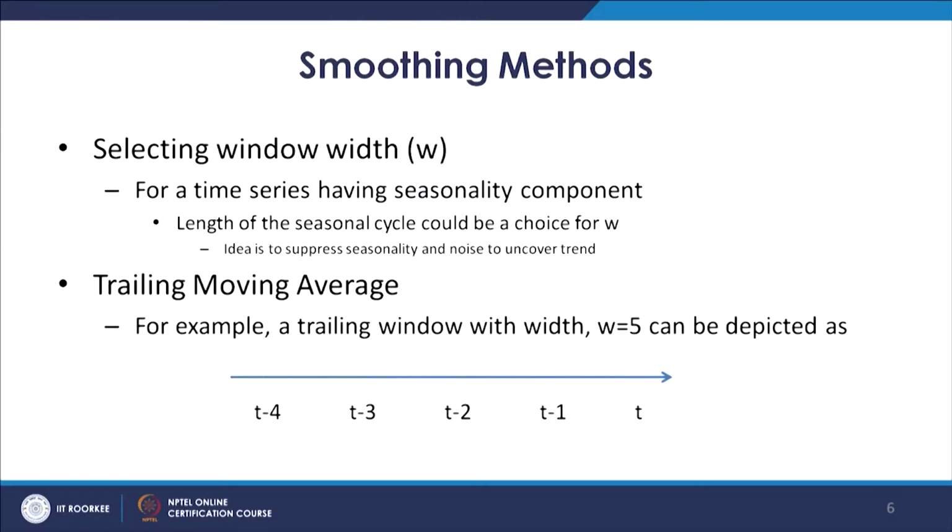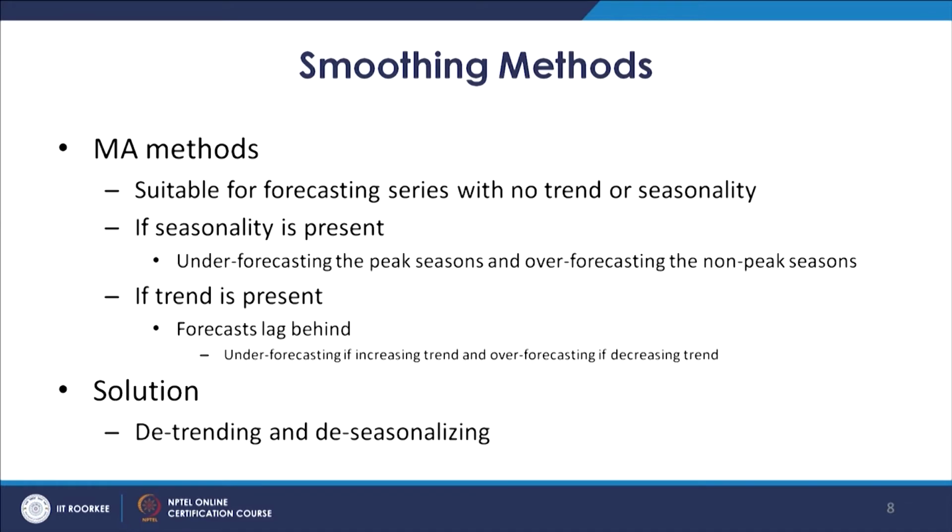So, how do we overcome this? Are there any other methods available to overcome this limitation of moving average methods? We will discuss that part also in this lecture. We discussed the centered moving average in the previous lecture, and the trailing moving average also we covered. This is where we ended: moving average methods are suitable for forecasting series with no trend or seasonality.